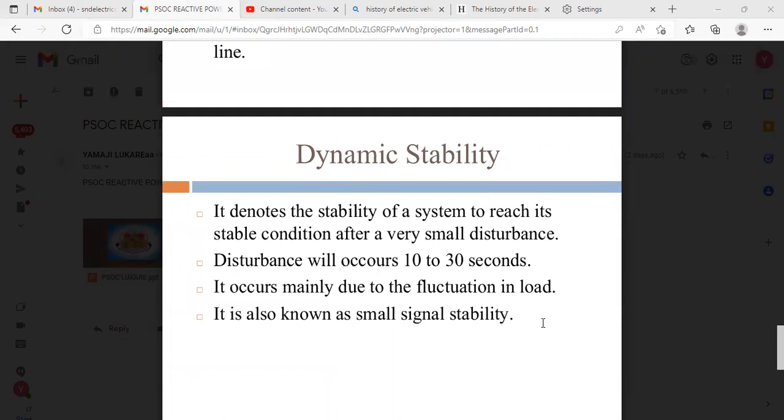But according to different types of speed or conditions or faults, the system will be disturbed. Mainly it occurs due to different types of load fluctuations, and the whole system will stop working.